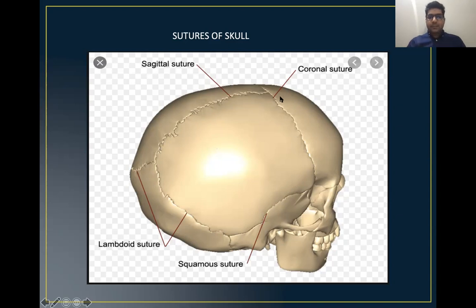At the point where the coronal suture and the sagittal suture meet is a fontanelle, called the anterior fontanelle, which usually bulges in children if they have an infection in the brain, let's say encephalitis or meningitis. This usually closes around 18 months of age. So this is the anterior fontanelle, where the coronal and sagittal sutures meet, and the junction of the sagittal suture with the lambdoid suture over here is the posterior fontanelle.